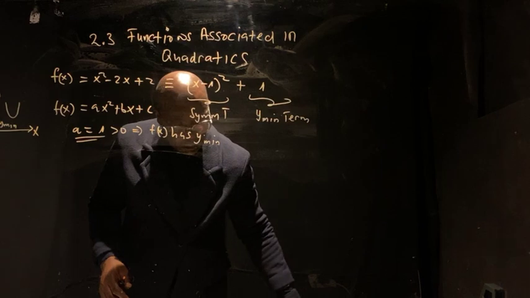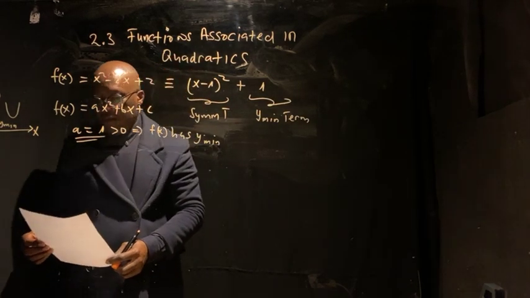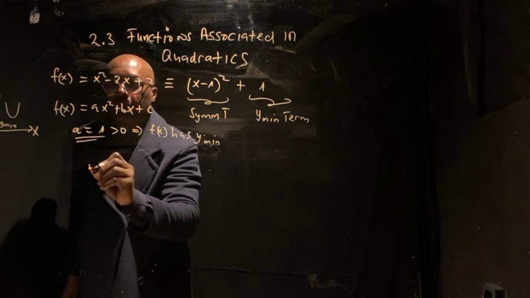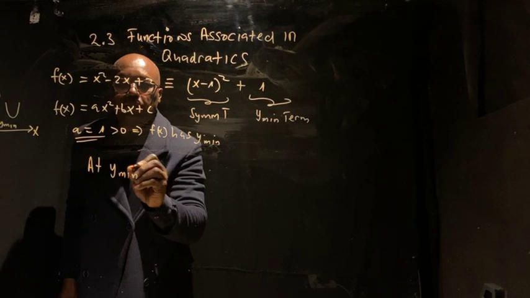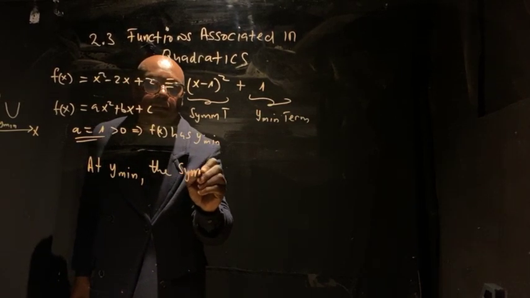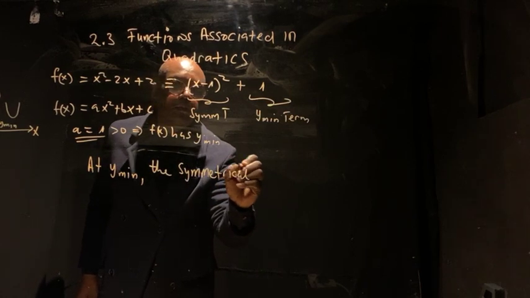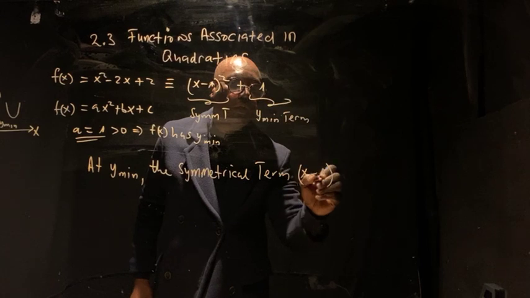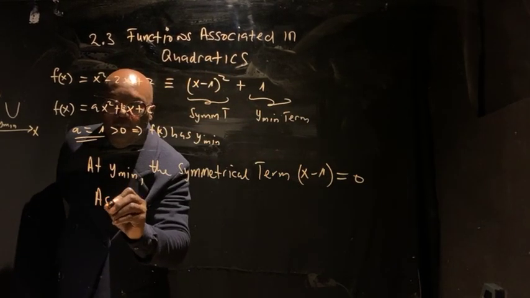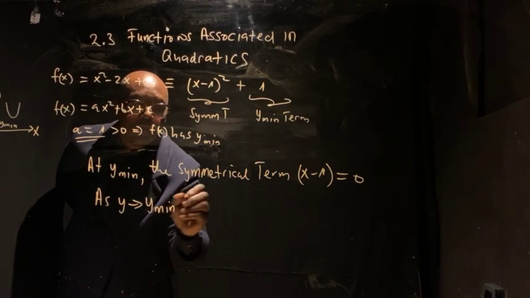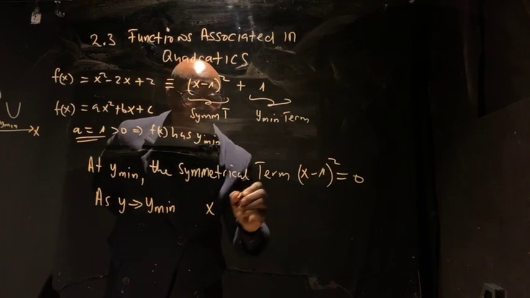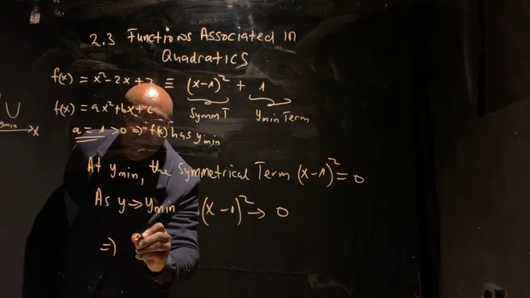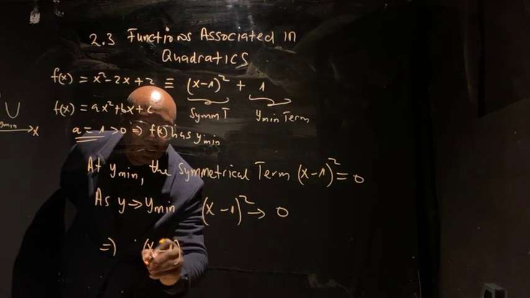Okay, now let's get on it. You can see that this is the symmetrical term. At y minimum, the symmetrical term x minus 1 squared approaches 0, meaning as y approaches y minimum, the symmetrical term x minus 1 approaches 0, in which case, for y minimum, x minus 1 squared is equal to 0.